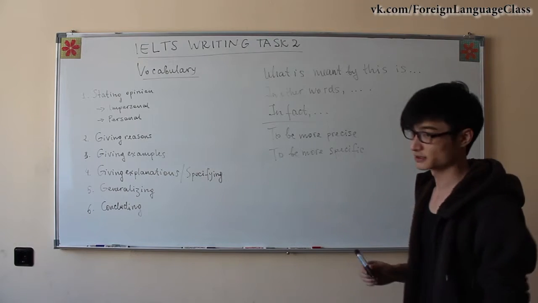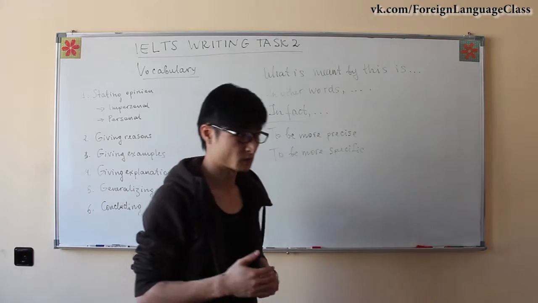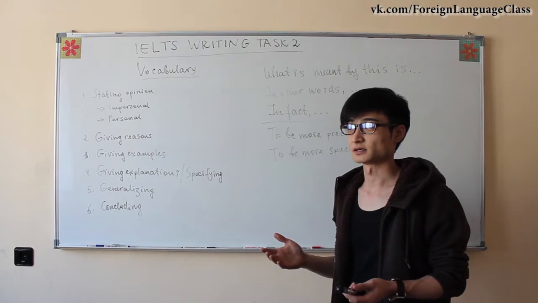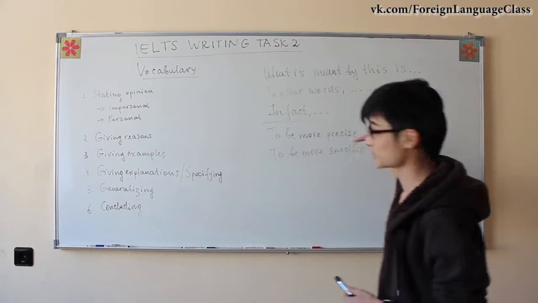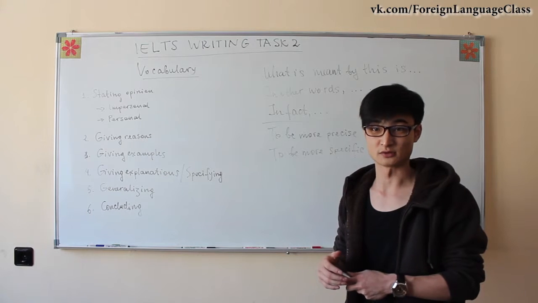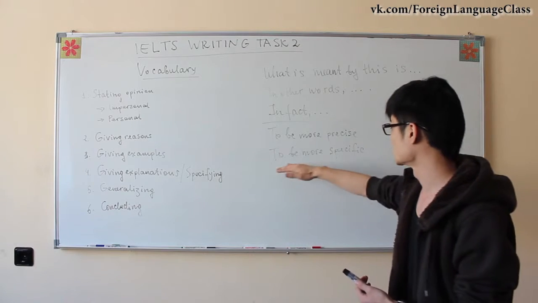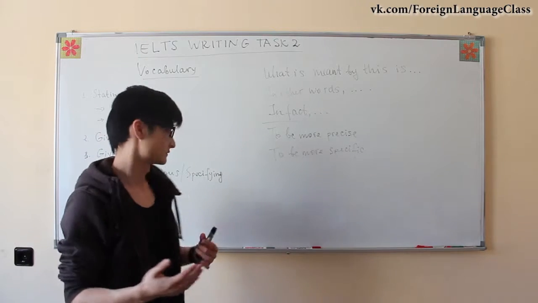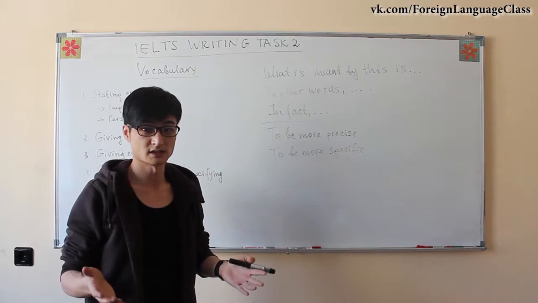"To be more precise" is usually used when you give some numbers. For example, the population of China is more than a quarter of the global population. To be more precise, the population of China is 1 billion, let's say 200 million people. Okay? You give more precise information, while "to be more specific" is usually used to give details, to specify more general ideas.